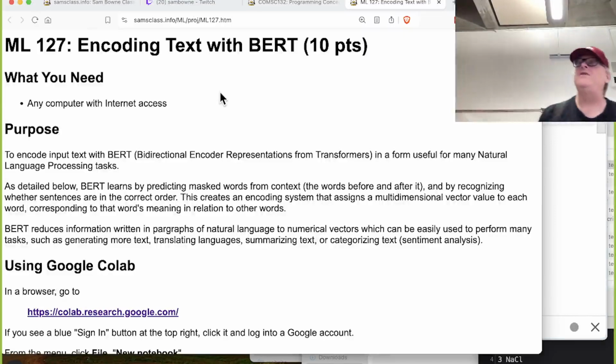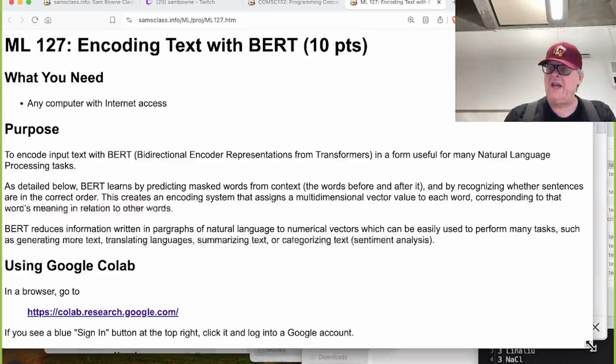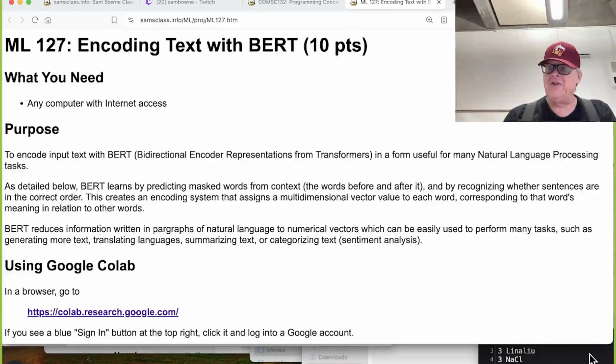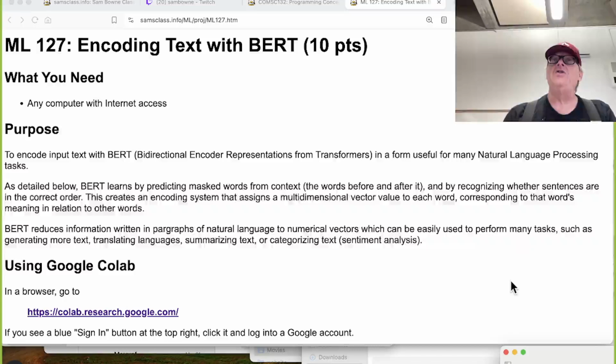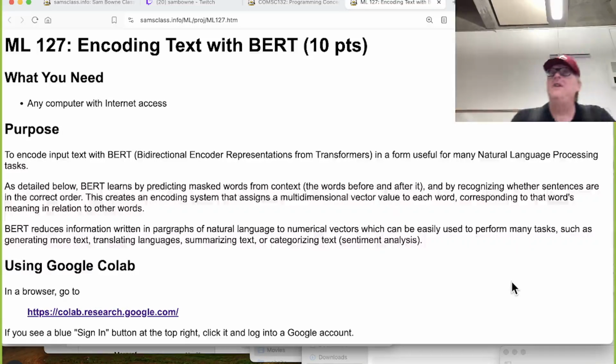We're going to talk about encoding text with BERT, and I was very happy to get these projects up here because it helped me understand more about how large language models work. And as you know, large language models are the thing getting the most attention about artificial intelligence. Certainly not the only thing it can do, but the one people care about the most.